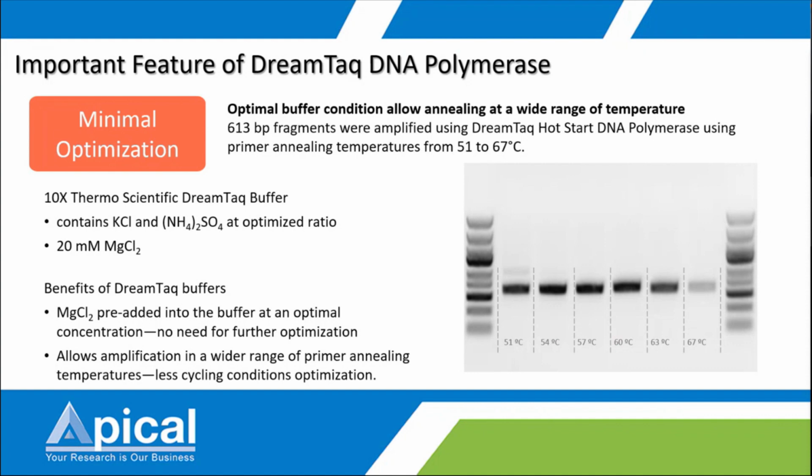For example here, for amplification of a 613 base pair fragment with the same primer set, you can see that DreamTaq can give you good and consistent amplification, even when the annealing temperature is different. So this means that less optimization will be needed for your PCR, and you can even multiplex the PCR with different sets of primers that may differ in melting temperature.